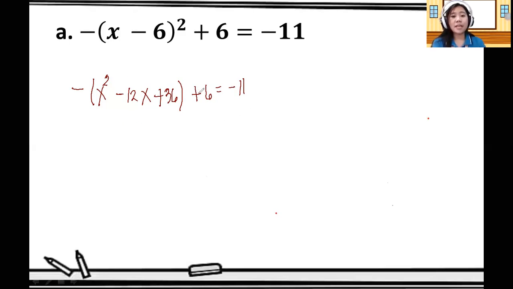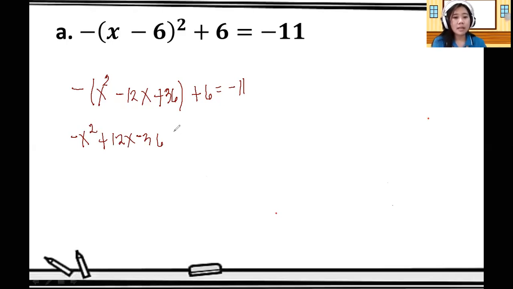Okay, now let's simplify it again. So, negative. Always remember po na meron tayong imaginary 1 dito. So, negative times x squared is equal to negative x squared. Negative times negative 12x is positive 12x. Then negative times 36 is negative 36. Okay na po siya. Wala na po siya sa parenthesis. Na-simplify na po siya. Na-simplify na po natin siya.